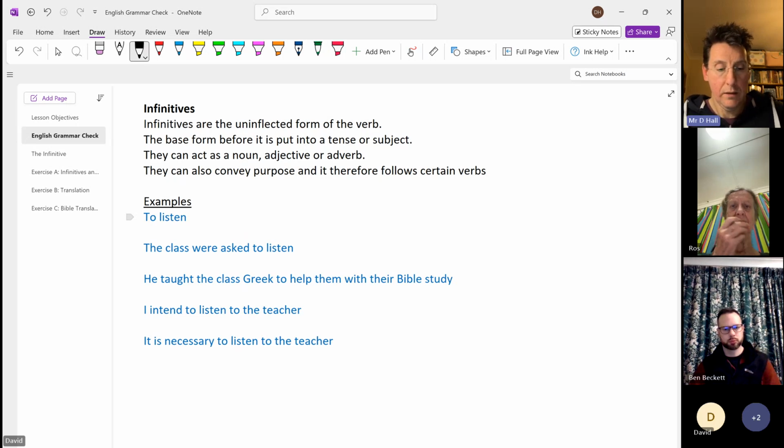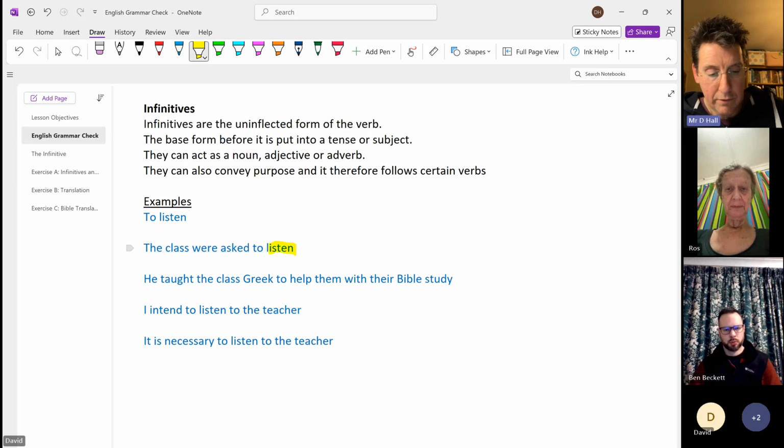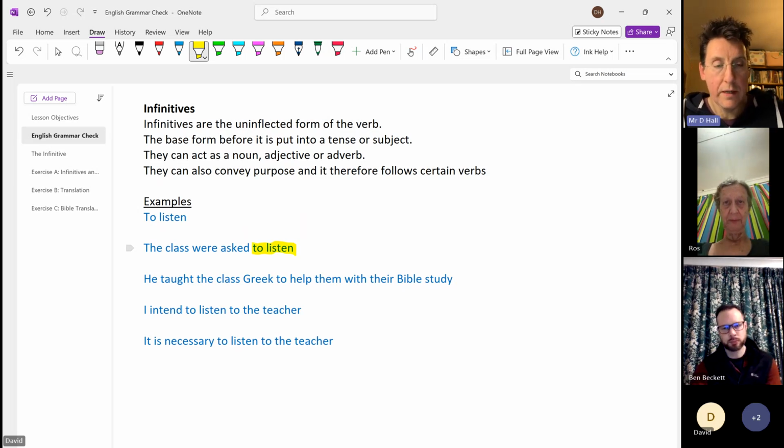And here the infinitive is here, to listen. The verb of the sentence is asking. Okay, to ask. That's the verb that the sentence is about. And the class were asked to do something, or they were asked to listen. And so the listen here, or to listen, is an infinitive, which is acting in the place of a noun. It's giving you some kind of indication as to what the children were asked to do.